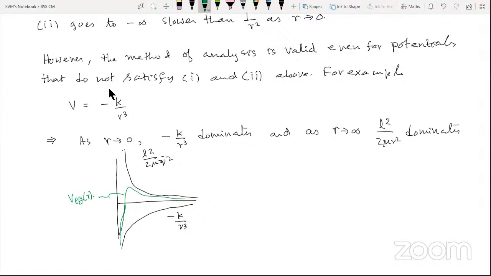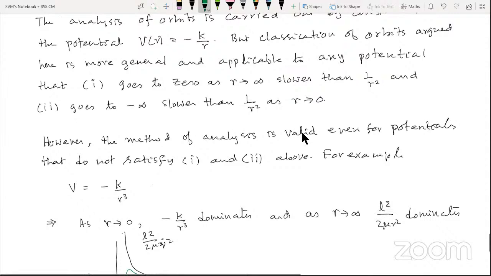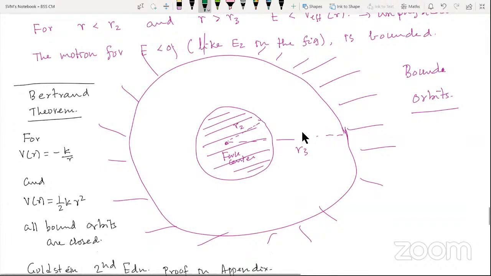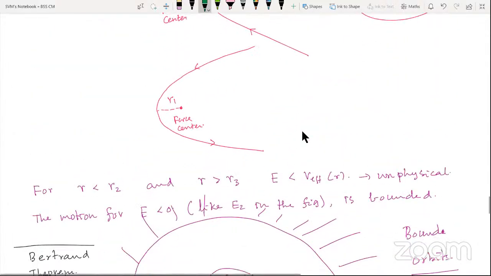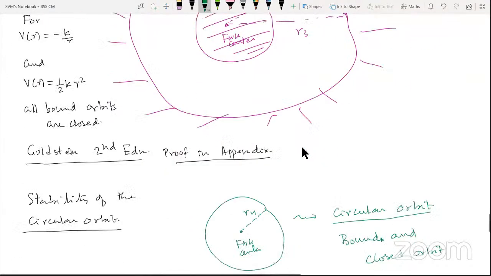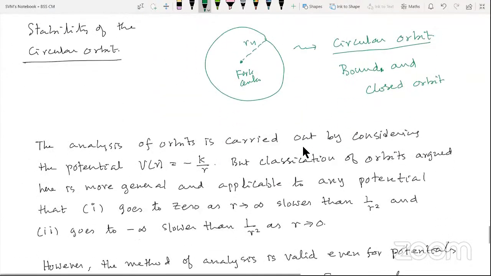Okay, so this is the advantage of using what is called the effective potential, and then the constant of motion. So this is one very important analysis where you can get, qualitatively, what kind of orbits are there, which orbits are bounded, which orbits are unbound, and what the energy should be for this.